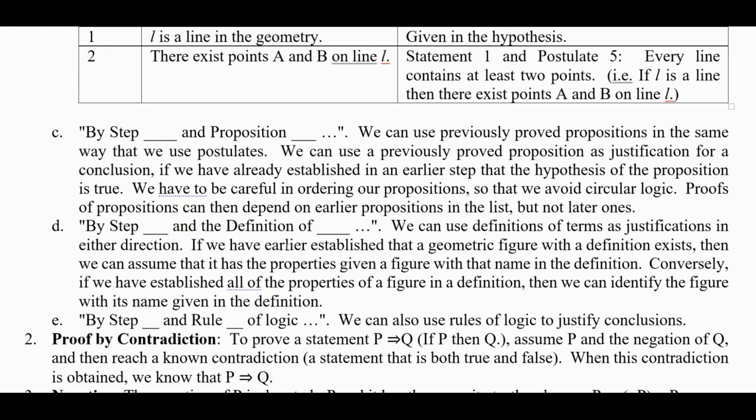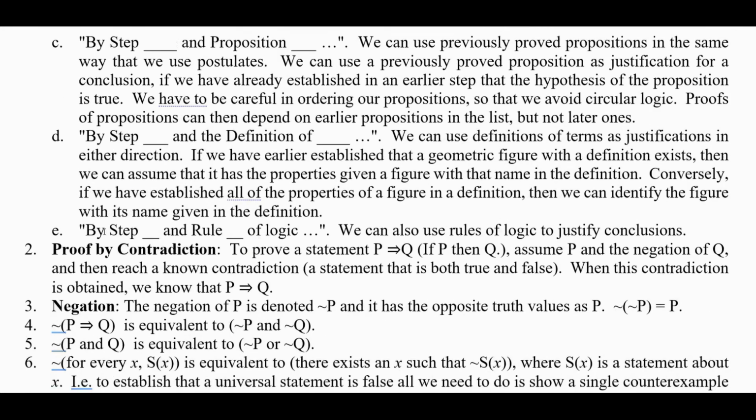So in other words, if we know that it's a rectangle, and we know the definition of a rectangle, say, is that all the interior angles have the same measure, then we conclude that the interior angles have the same measure because it's a rectangle. On the other hand, if we can say that it's a quadrilateral with all 4 interior angles congruent, we know that's the definition of a rectangle, so then we can say our figure is a rectangle for our conclusion. Works in both directions. And finally, we can say by step blank and rule blank of logic, we can use rules of logic to justify conclusions.